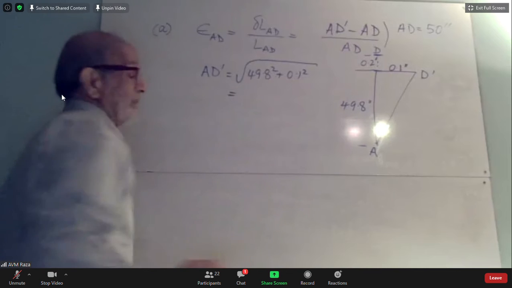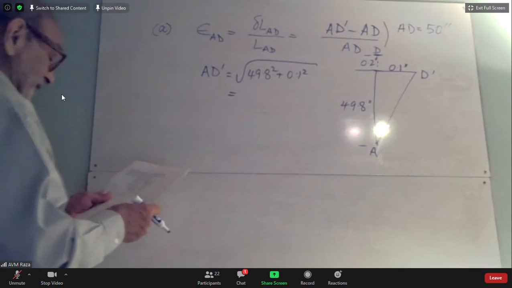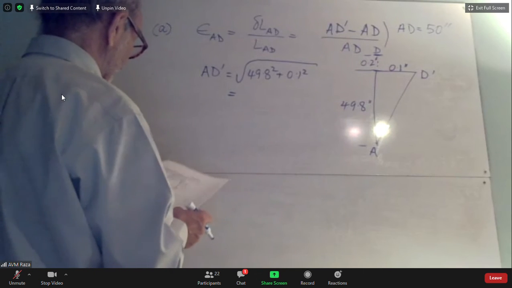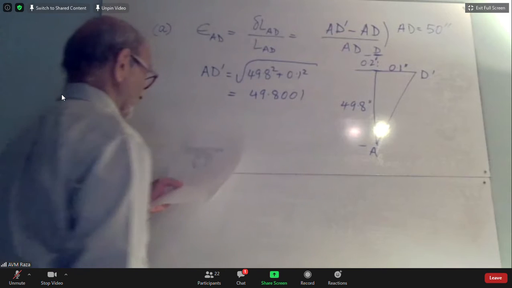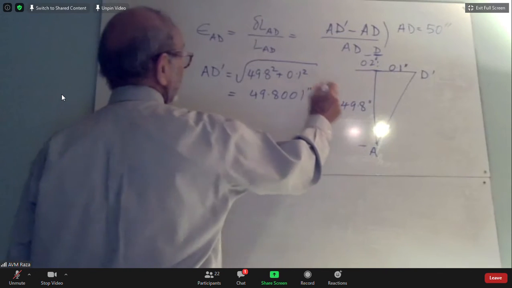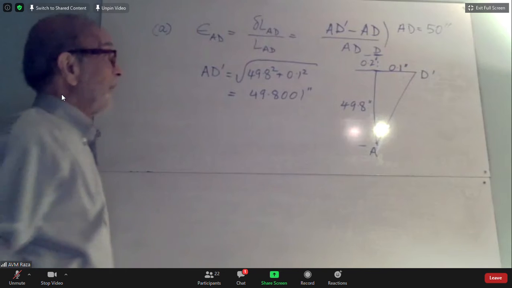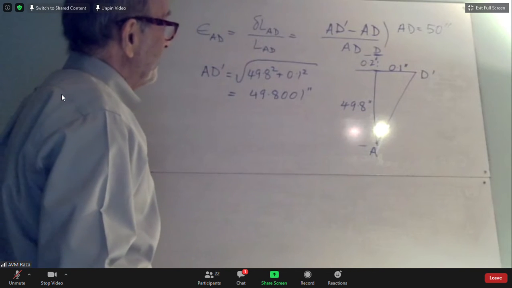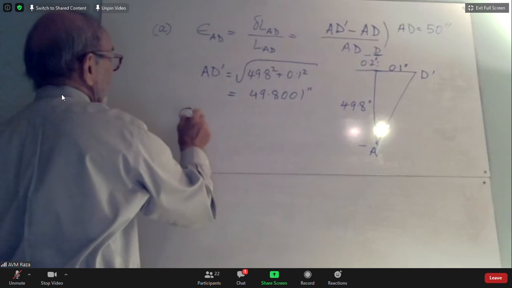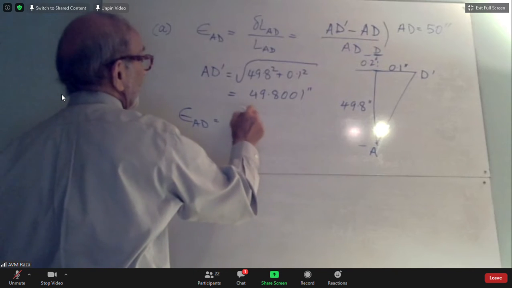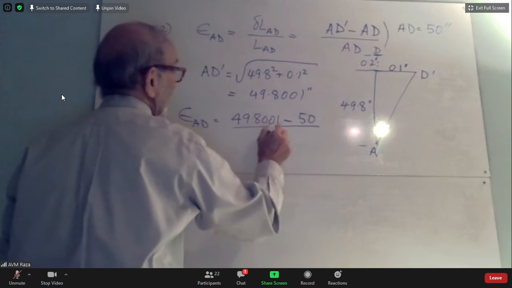And when you do the math, it will come out to be approximately 49.8. But if you go to many decimal places, you can write it as 49.8001 inches. This is the new length AD prime. And by the way, AD prime is smaller than AD. Therefore, when you put it in the formula, epsilon AD will be 49.8001 minus 50, divided by 50.